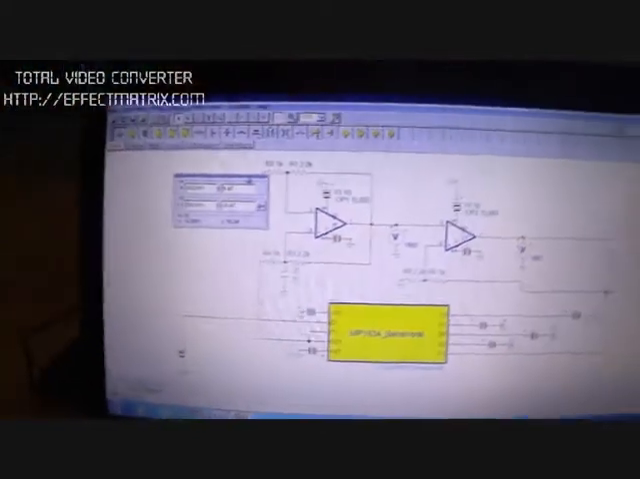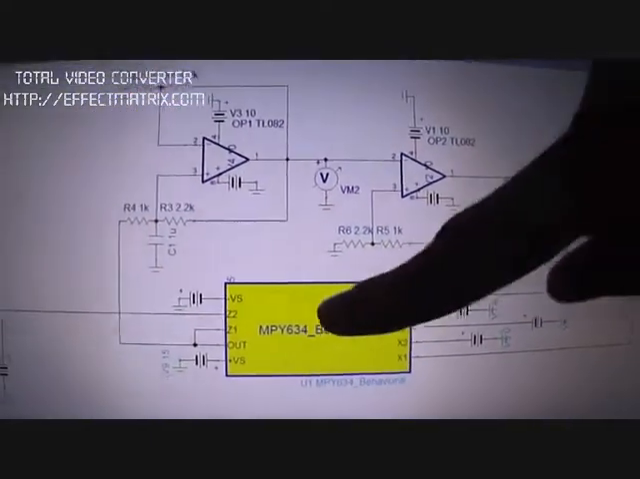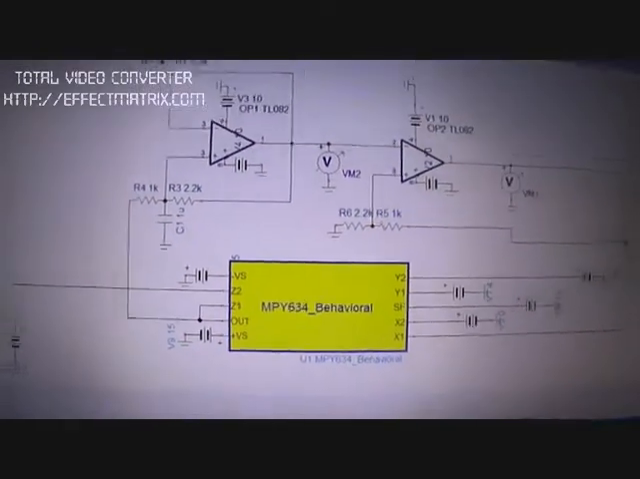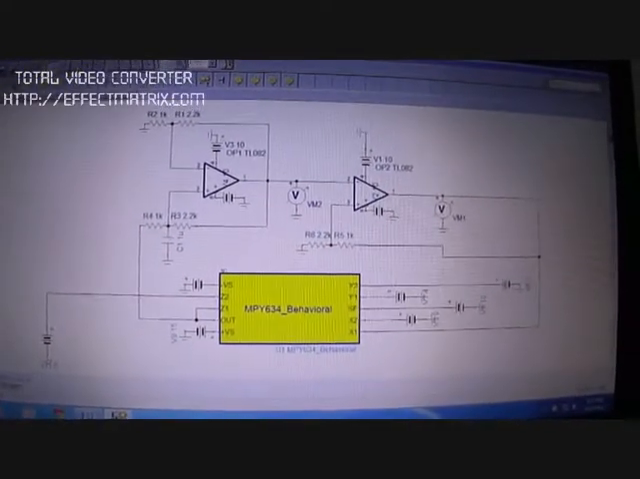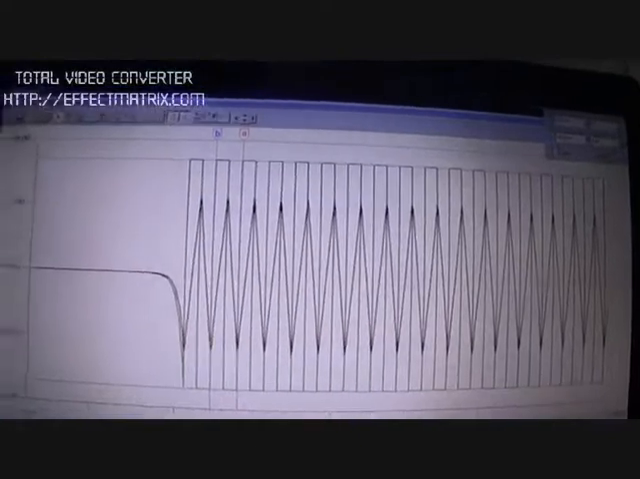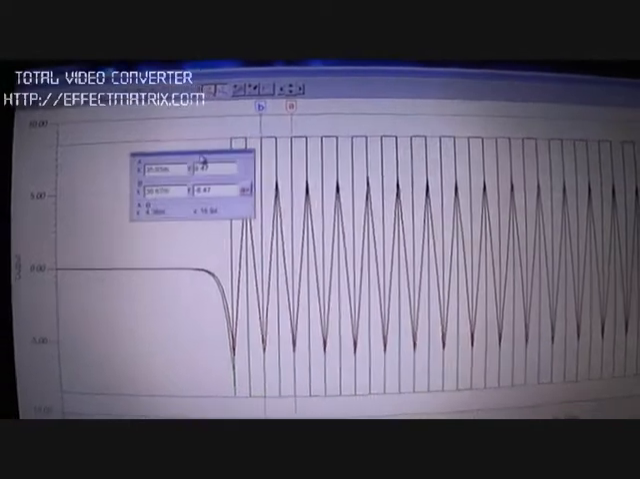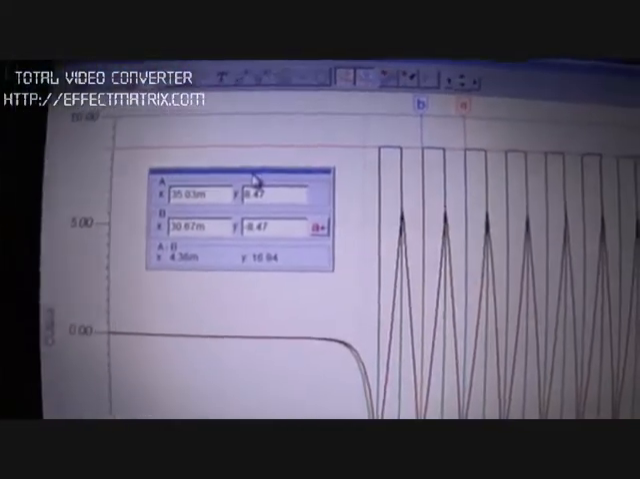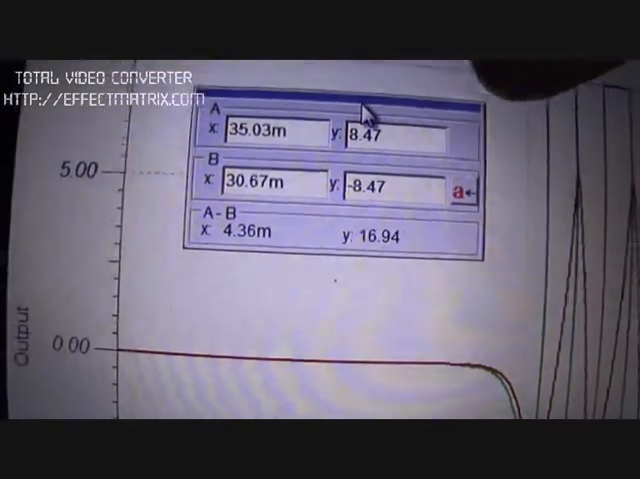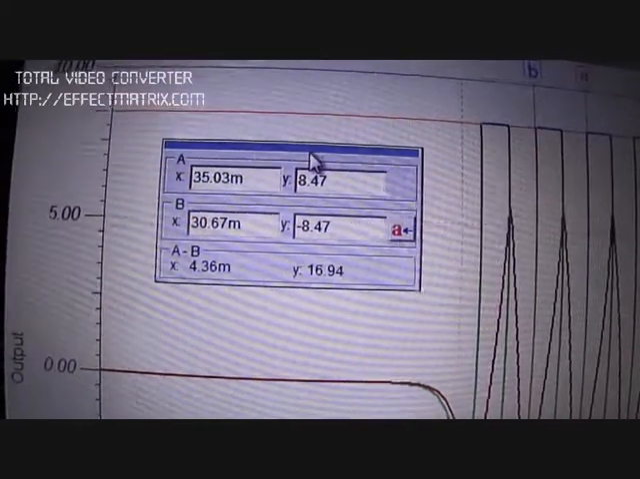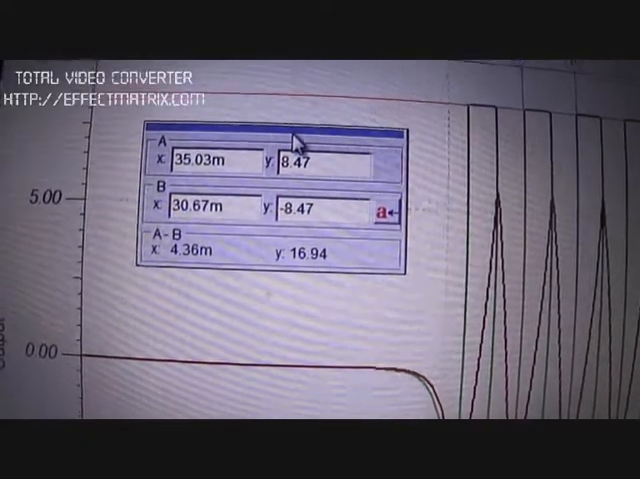Again, we have used TINA to simulate this VCO circuit. This is the analog multiplier, as you can see, and simulating the circuit, you can see the transient graph as shown now. The time period that we get for the square wave is 4.36 milliseconds, and the peak-to-peak value is 16.94 volts, which is almost the same as we got in the CRO.